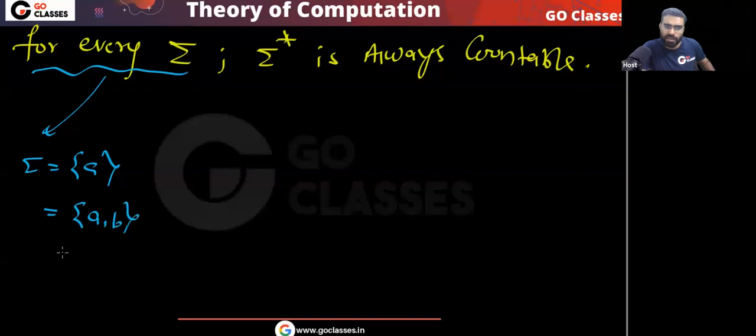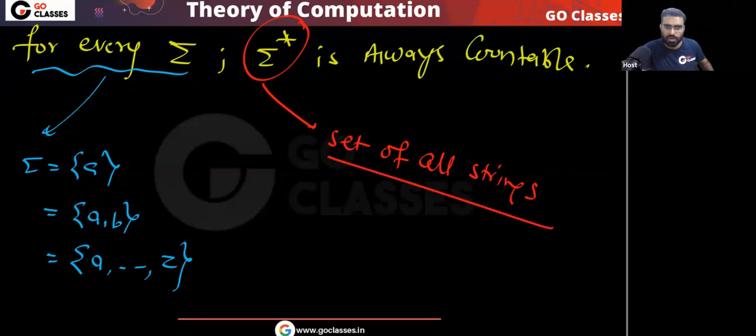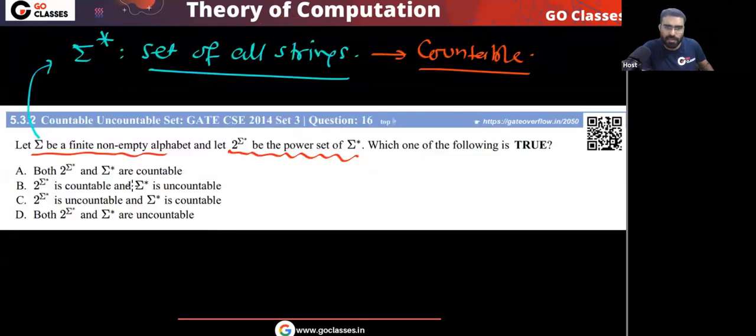Okay, binary alphabet you can take, or you can take any alphabet. For example, English alphabet you can take. But the point is, for every sigma, this sigma star is always countable. Sigma star means set of all strings. This is always countable. So very simple. This is the point, that sigma star is countable.